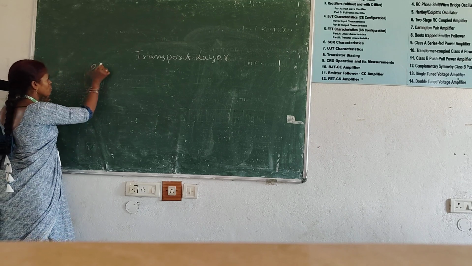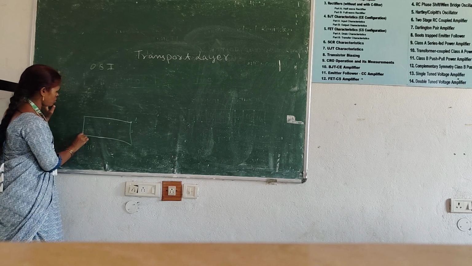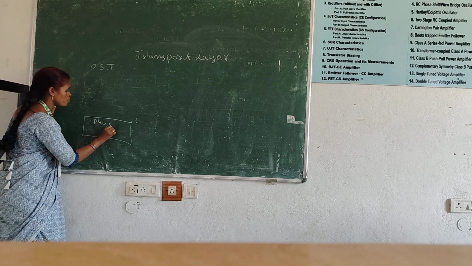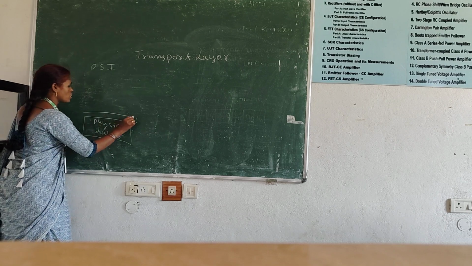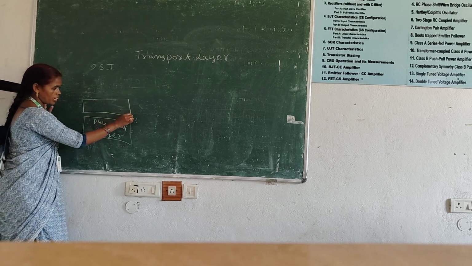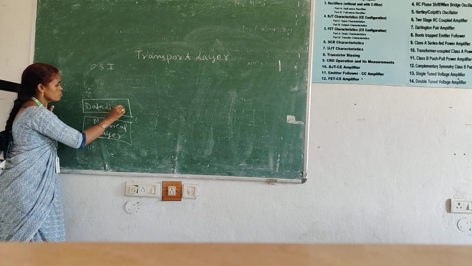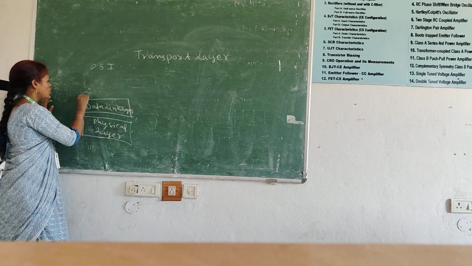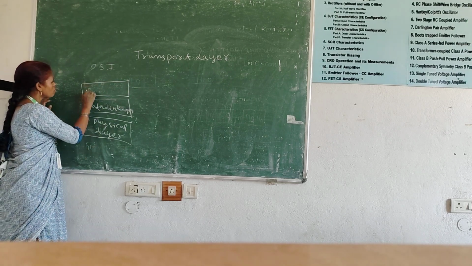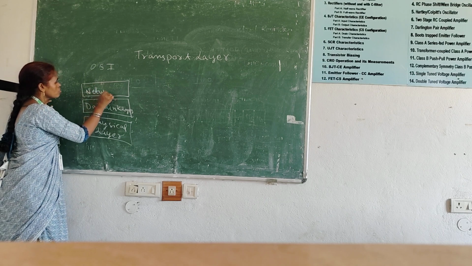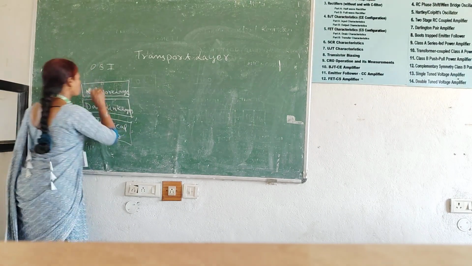In the OSI model, the first layer is the physical layer, the second one is the data link layer, the third layer is the network layer, and the fourth one is the transport layer.